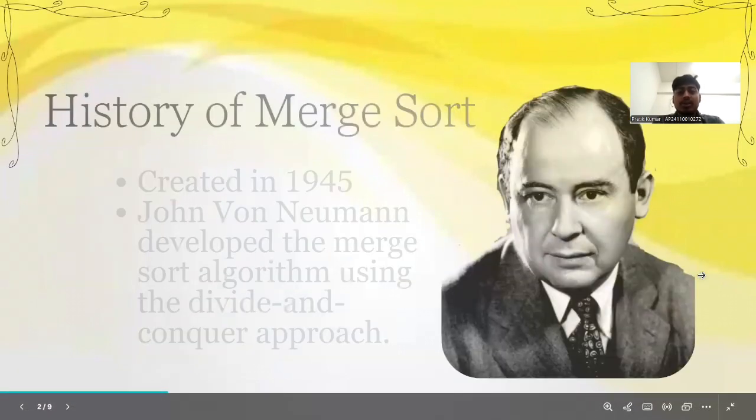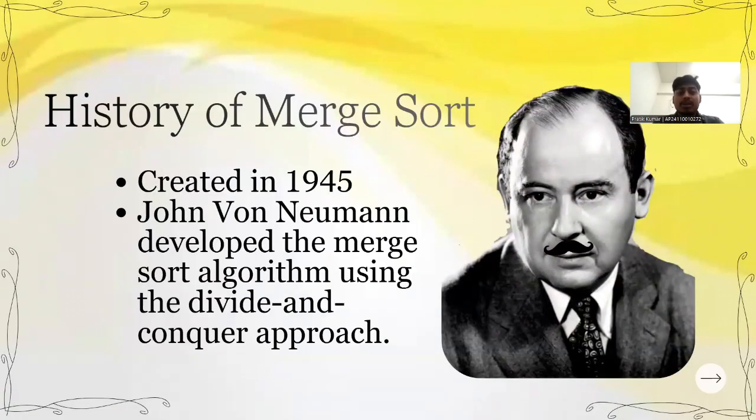Now, let's talk somewhat about the history of merge sort. Merge sort was created in 1945 by John von Neumann, who is one of the important figures in the history of computing. He developed this algorithm based on the divide and conquer approach. The idea was to break a big problem into smaller parts, solve each part, then combine the results. This concept became the foundation of modern algorithms, and merge sort is one of the earliest and most successful examples.